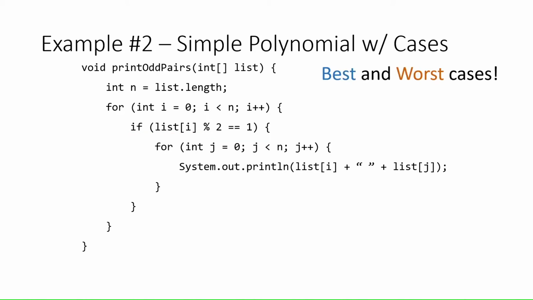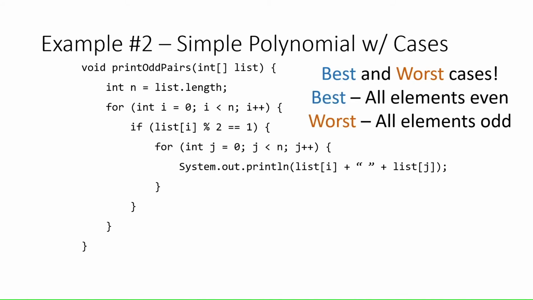So here we have best and worst cases that depend on the content of our list. The best case here is that all the elements in our list are even, and we will never go into this if statement, and we will never execute this n amount of code. Our worst case is that all the elements are odd, and we do these doubly nested for loops every single time for every single element of the list.